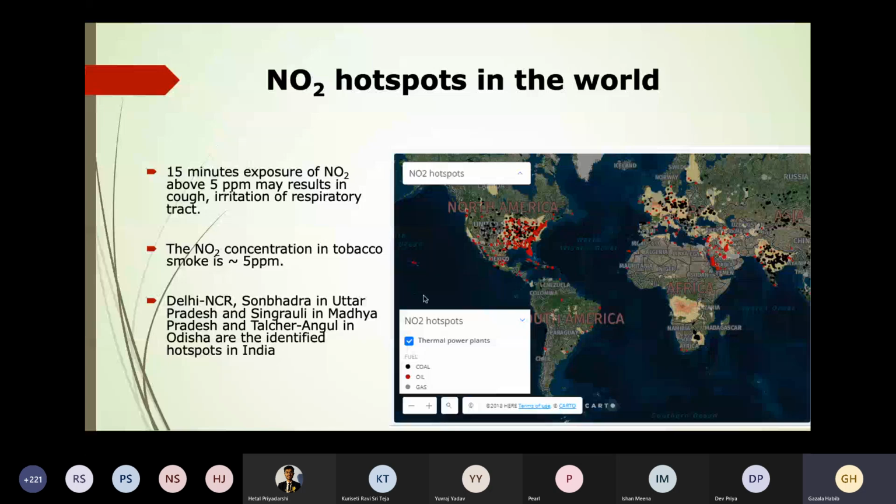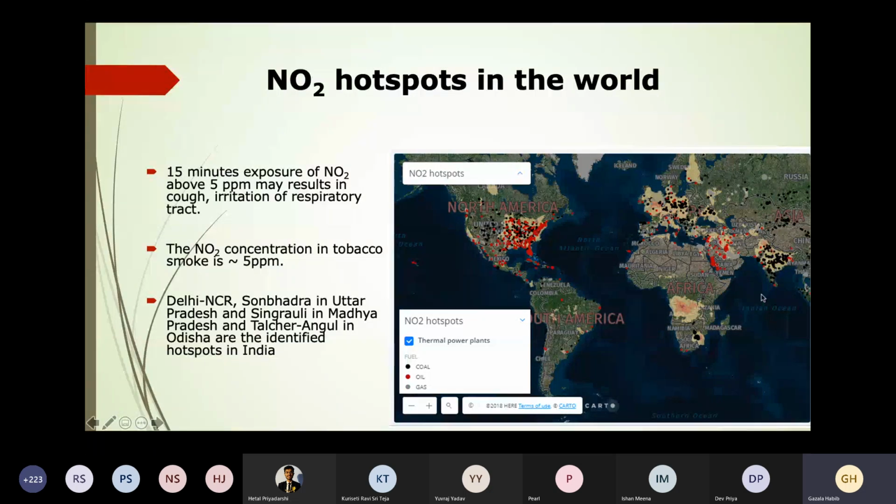Now the NO2 hotspot. This figure shows you the NO2 hotspots. I have taken this figure from a NASA website; you can find it there. So there are hotspots over different parts. You can see a large amount of coal is burnt over the Indian region, and there is NOx from that.